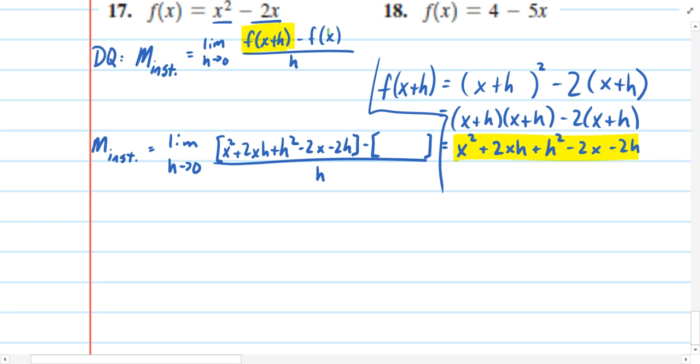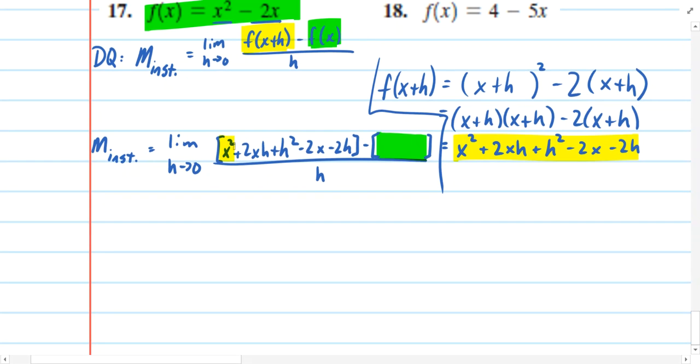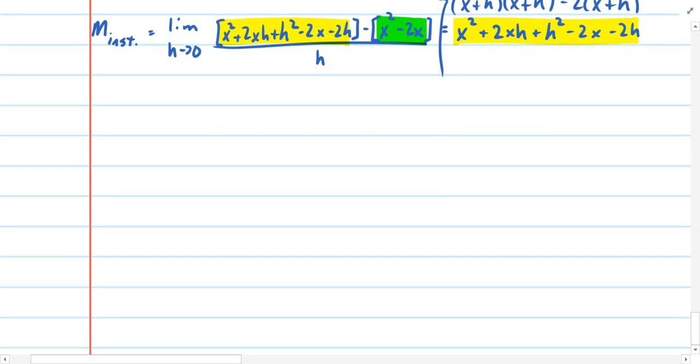Now f of x, this component here, well, that's just the original function. That's the original function f of x. So what I enter here should be the original f of x, whereas over here was f of x plus h. So f of x is simply x squared minus 2x, and we've got that expression over top of h.